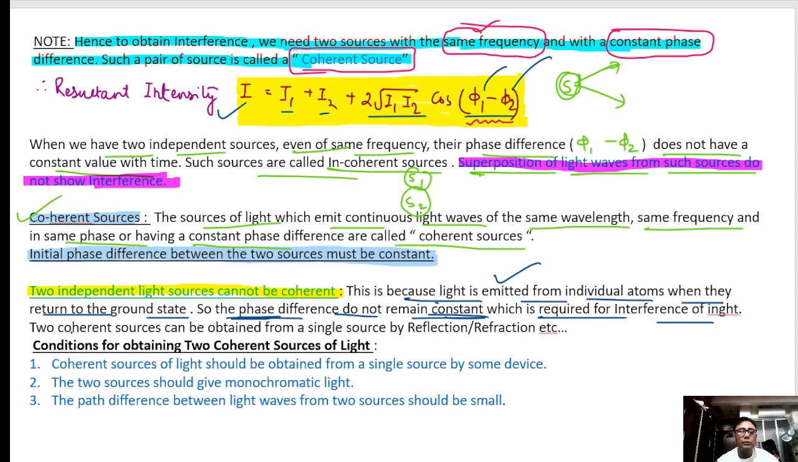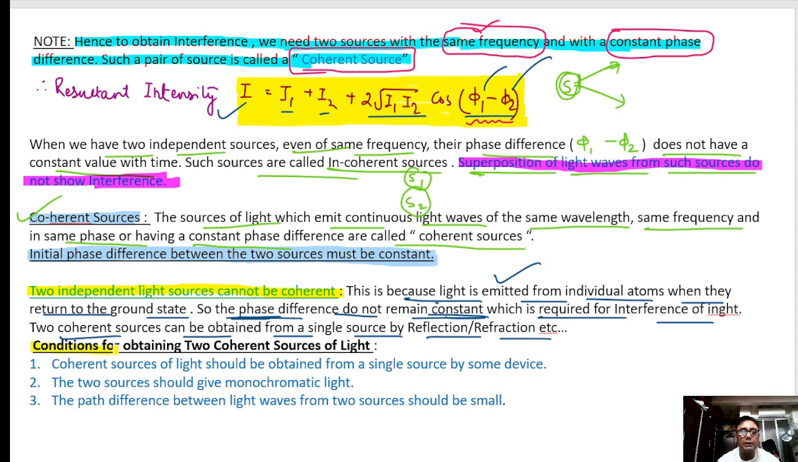Two coherent sources can be obtained from a single source by reflection or refraction. So from a single source, how can you obtain two coherent sources? By reflection or by refraction. Please keep in mind.